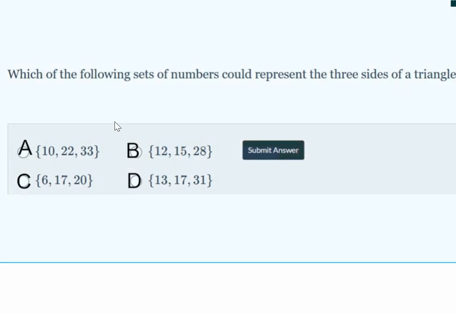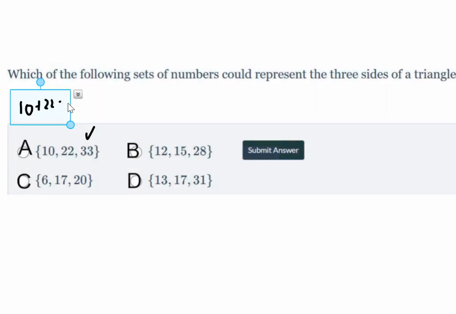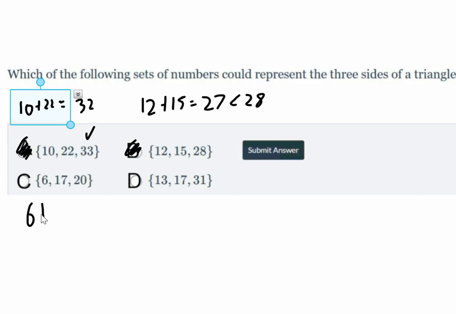Welcome back. So I'm going to need to do some math here. I see the longest side is this. So if I take 10 plus 22, I get equal to 32, and 32 is less than 33, so it is not A. For B, I can take 12 and I can add it to 15 and I get 27. 27 is less than 28, so it's not B. For C, I can take 6 plus 17 and I get 23, and 23 is greater than 20, so I think it's going to be C.